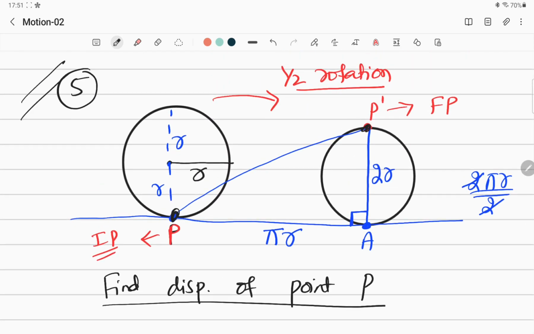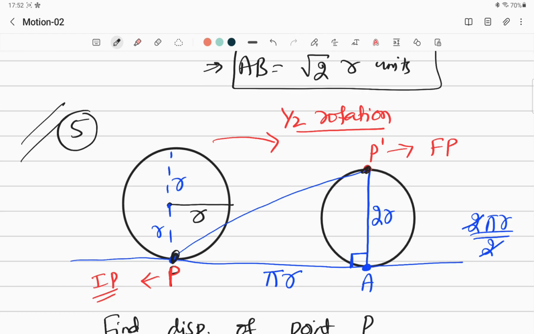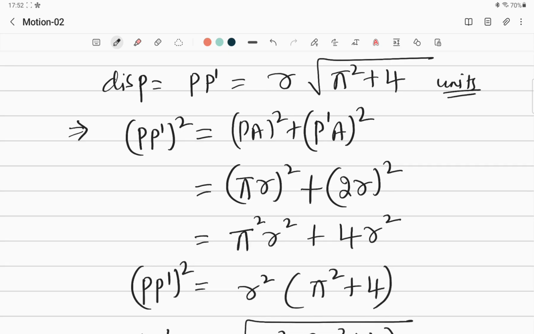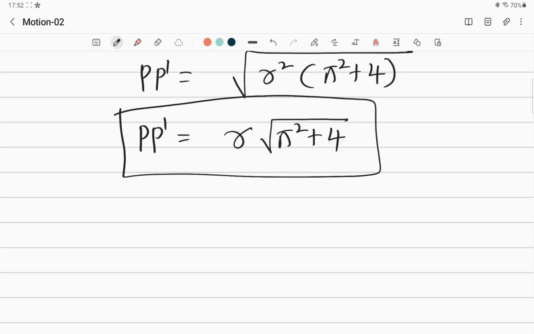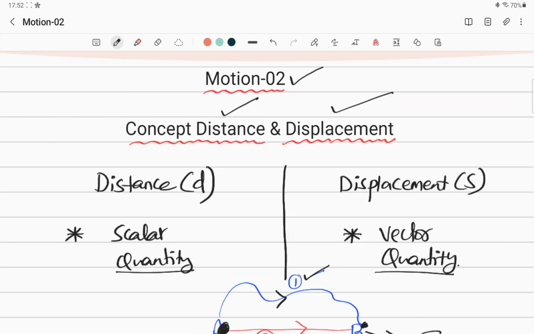So this fifth problem was a very standard one, and I think it has come in NTSE and some other competitive exams also many times, so you can have a look at that. I hope the concept of distance and displacement is quite clear to you. Distance is a scalar quantity.